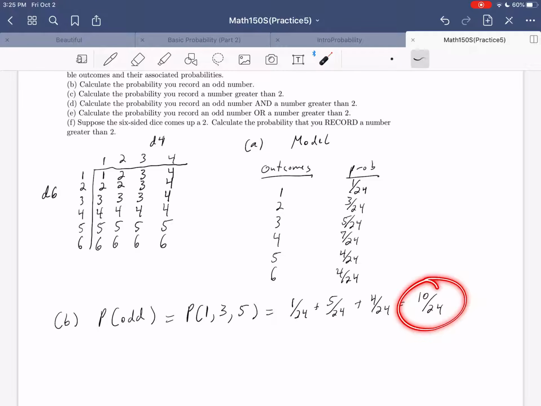Again, remember, this is also why we don't simplify these fractions. Like certainly 4 out of 24, you could simplify to 1/6, but you don't really want to do that. You want to keep the denominators the same so it's nice and easy to add them together.